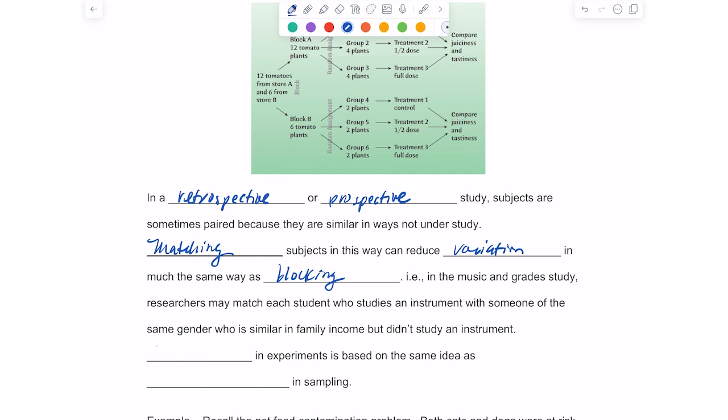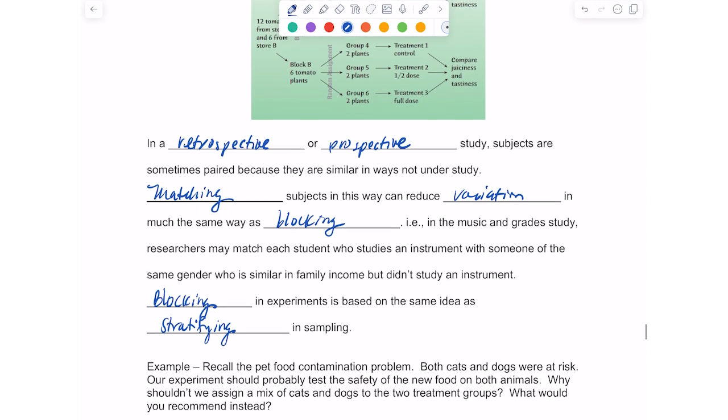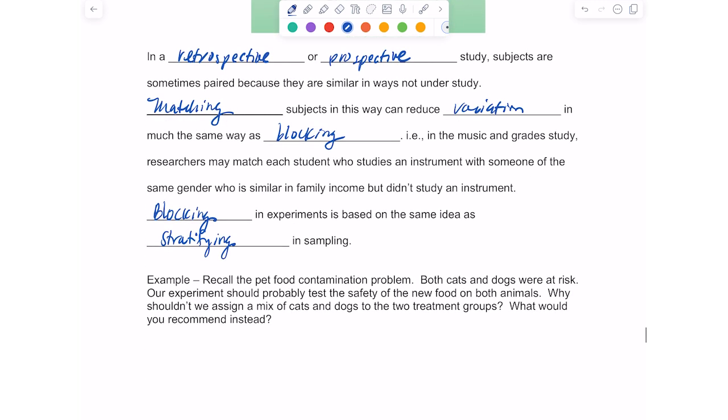Okay, for example, think of blocking in experiments is basically the same idea as stratifying and sampling. Okay, remember that one of our sampling techniques was the stratified random sample. And that's the one where we had homogeneous groups. We called it strata. And then you randomly survey within each group. Okay, so here our groups are the blocks.